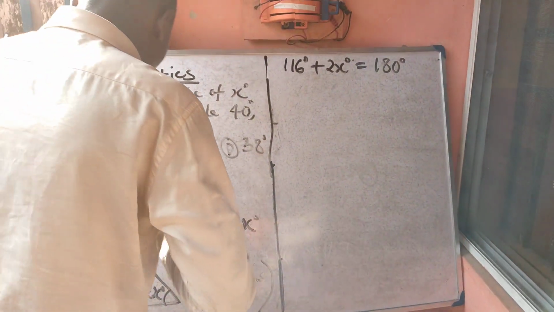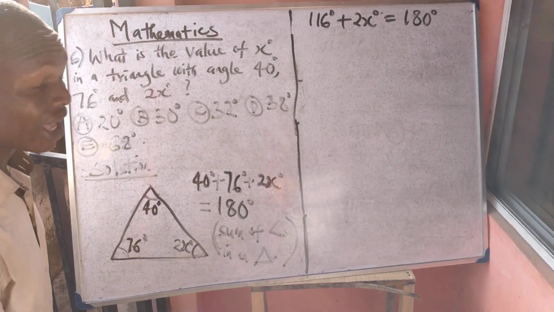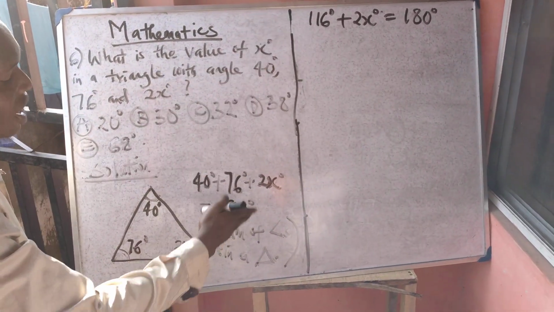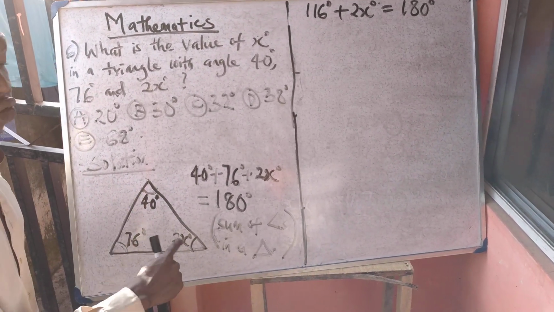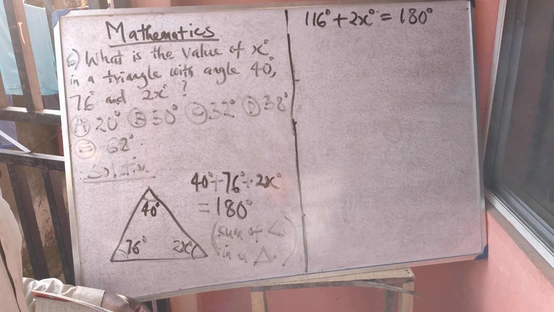So we have to sum them up. We added 40 degrees plus 76 and then plus 2x degrees, and we equated it to 180. Why? The sum of angles in a triangle is equal to 180 degrees. Yes, because a triangle is a polygon with 3 sides.